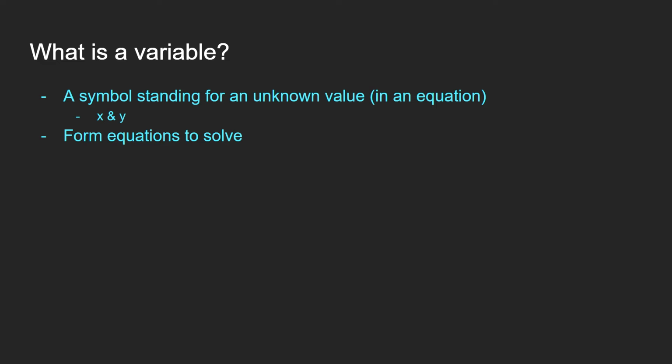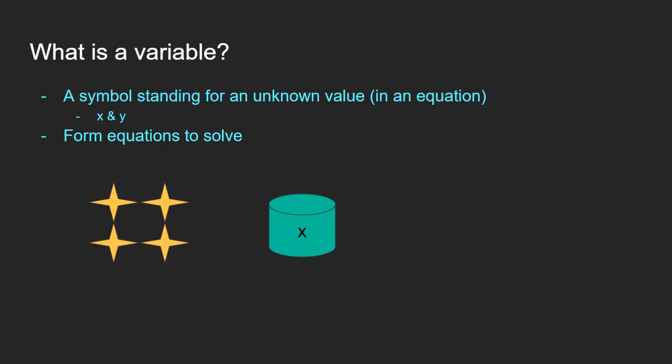So a very simple example, let's say I have 4 stars, and inside this jar I have an unknown number of stars. So let's say we let the number of stars in this jar be x. So what is the total number of stars I have? So let's say this x, this value is unknown, but what if it is 5? So if x equals 5, it means that we have 5 stars in the jar. So in total we have 4 plus 5 equals 9 stars.